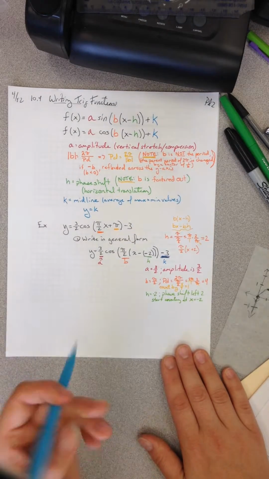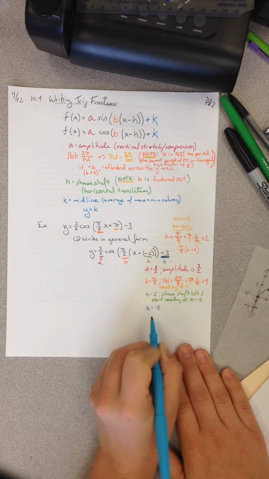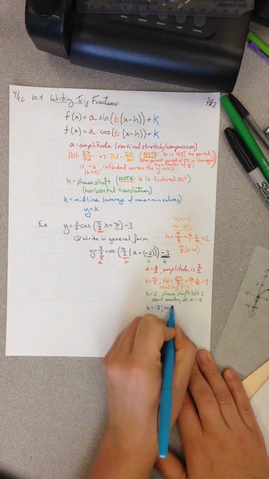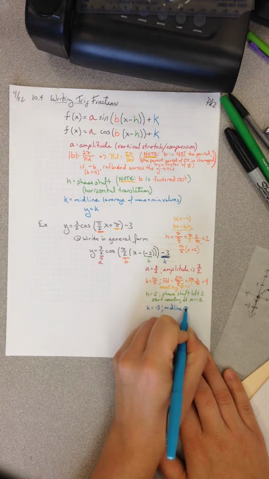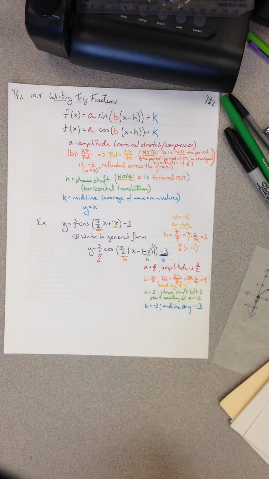Okay, then we know k equals negative 3, which means we have a midline at y equals negative 3. Yes?